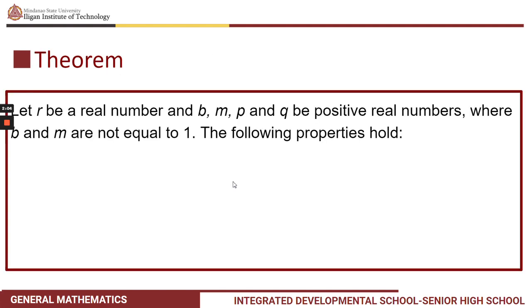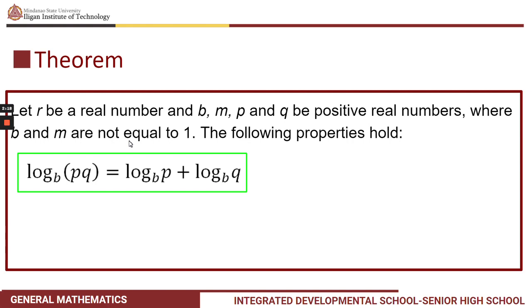We have here a theorem: let R be a real number and B, M, P, and Q be positive real numbers where B and M are not equal to 1. The following properties hold. First, log with base B of the product of P and Q is just equal to the log with base B of P plus the log with base B of Q. So basically, na-extract natin si P at saka si Q. Vice versa yan. If you're given this sum, automatic, that is equal to the log of P times Q base B.